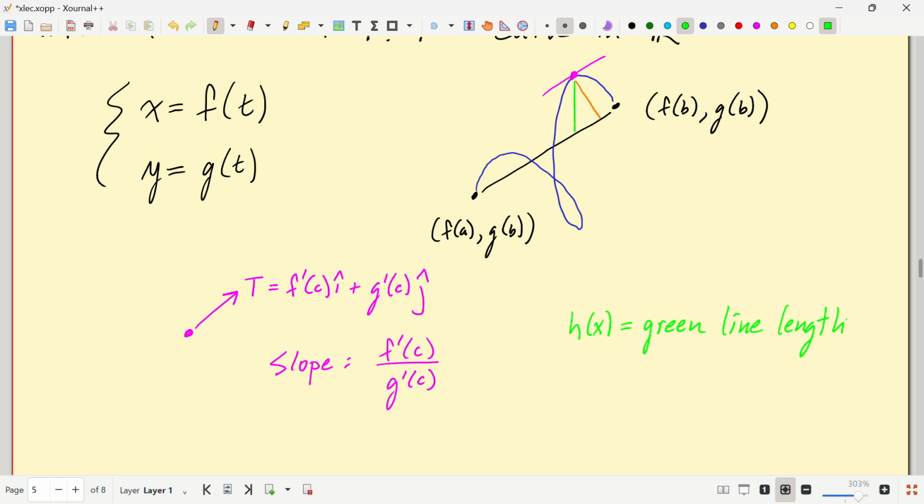And remember, that orange line is proportional to the green line because there's an angle there. And so it's just trig. Wherever that orange line has a max, the green line has a max, because they're just multiples of each other by a trig angle, sine of something. So that's where Cauchy had his brilliant idea.